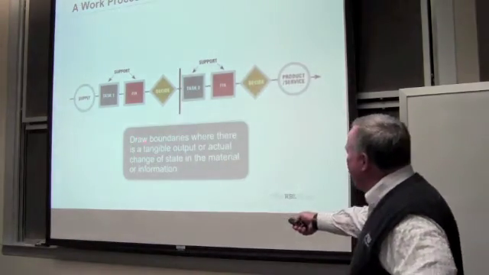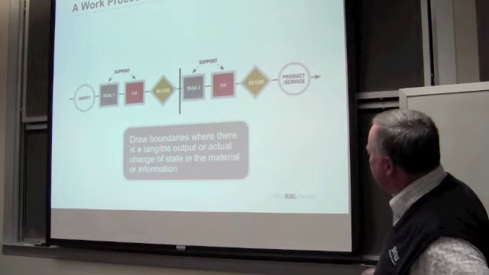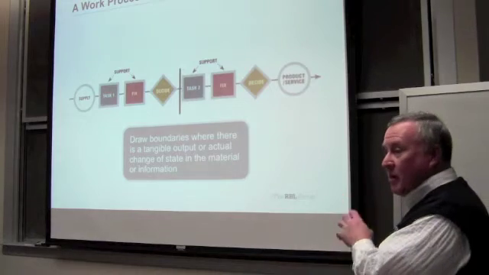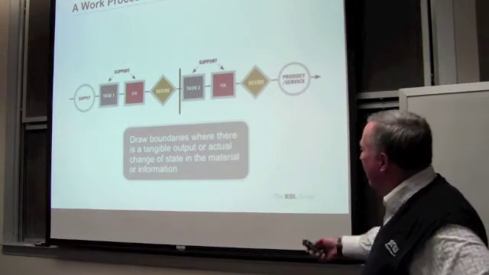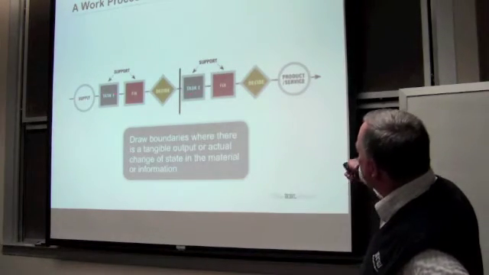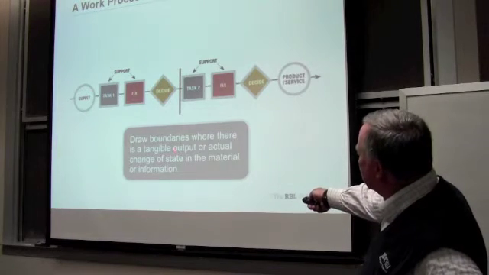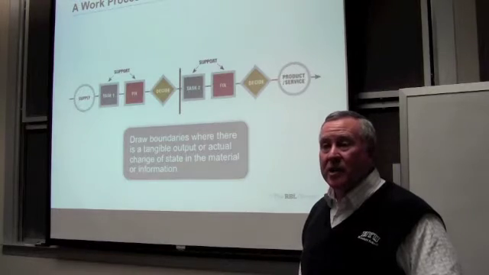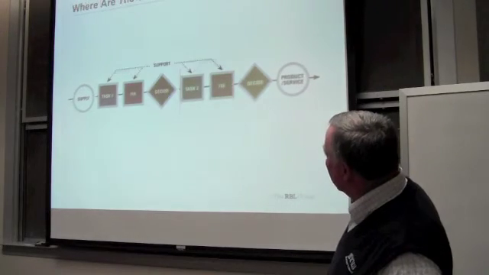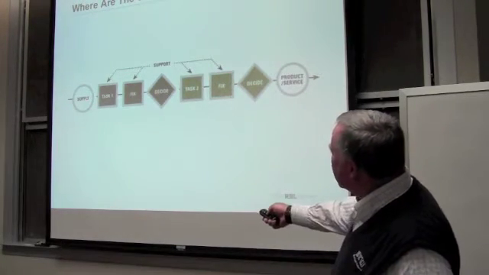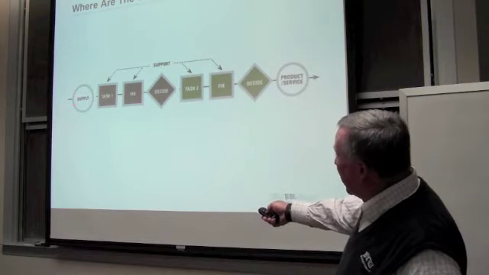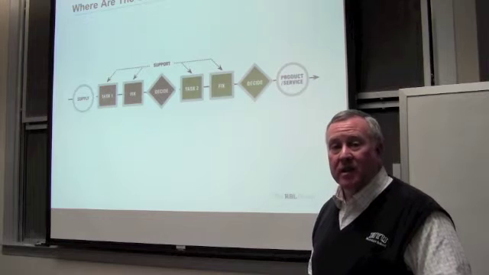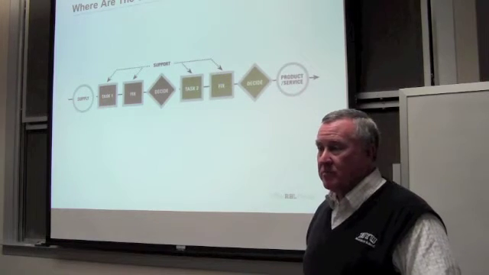So first rule, draw the boundaries only where there is a tangible output or an actual change of state in the material or information. So bureaucracy puts a boundary on each step of the process, and this one says only draw the boundaries where there is actually a tangible change. So let's go back here. Where does the material or information first change its state, or where is there a tangible output first produced?